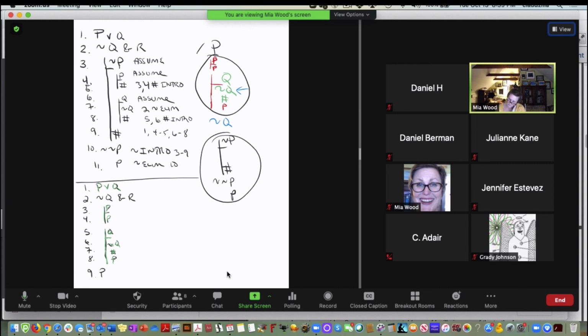Right? So we assume. What did we assume? Well, let's say it at the end here. We assume disjunction elim from line 1, lines 3 to 4, and 5 to 8. Right? And then in between, we've reiterated. We have eliminated the conjunction. We have introduced the contradiction. And then eliminated the contradiction.